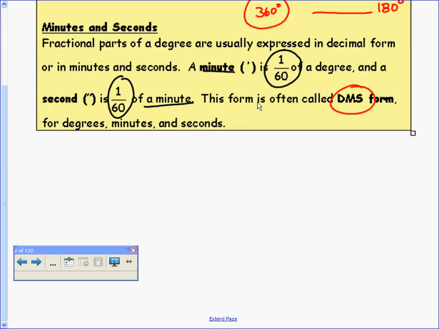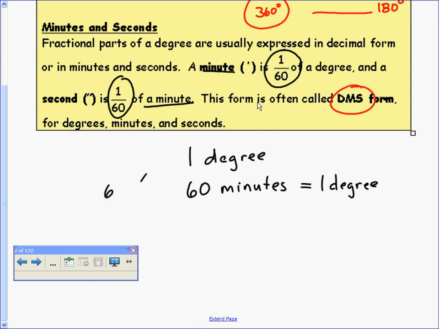And let's just do something here. Let's say you have 1 degree. You know that there are 360 degrees in a circle, but if you have 1 degree, then that's going to be equivalent to 60 minutes. That's equal to 1 degree. And the notation for this minute is going to be just like this.